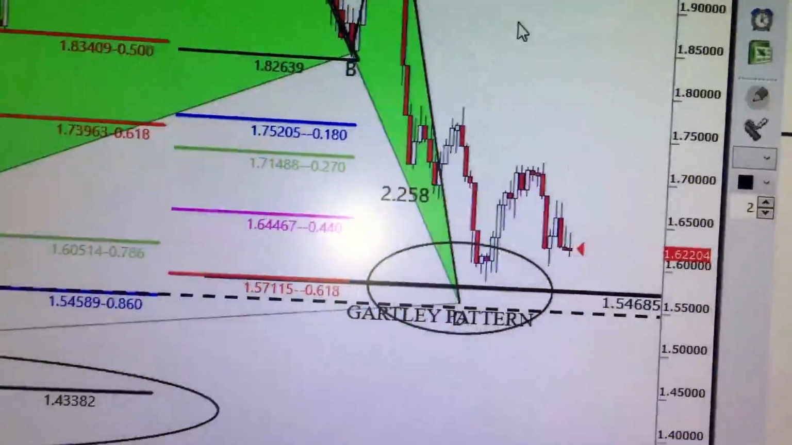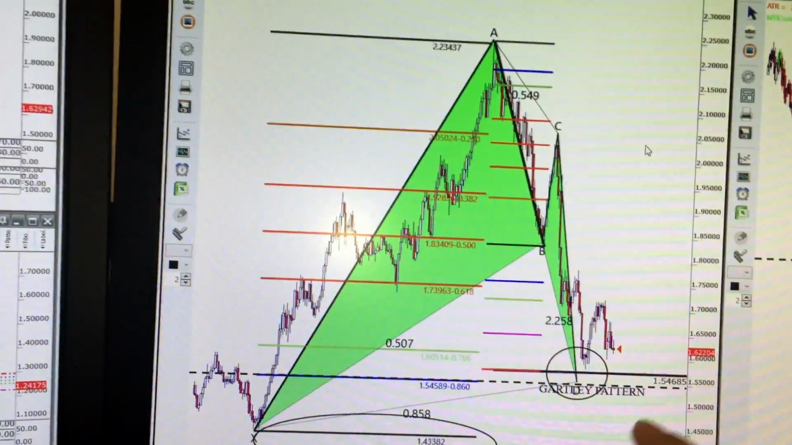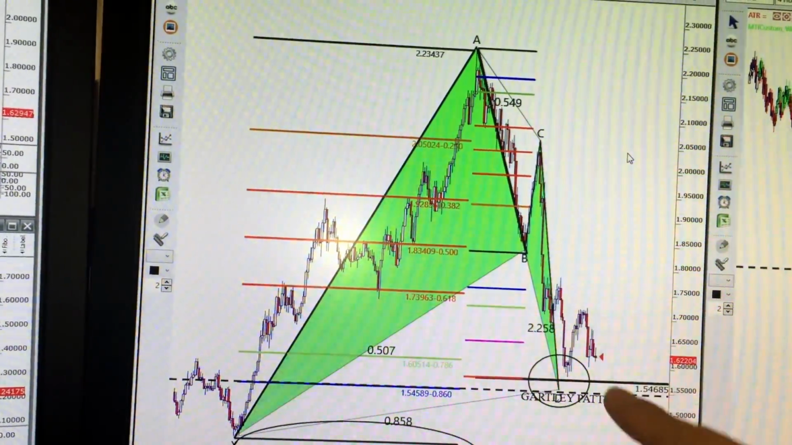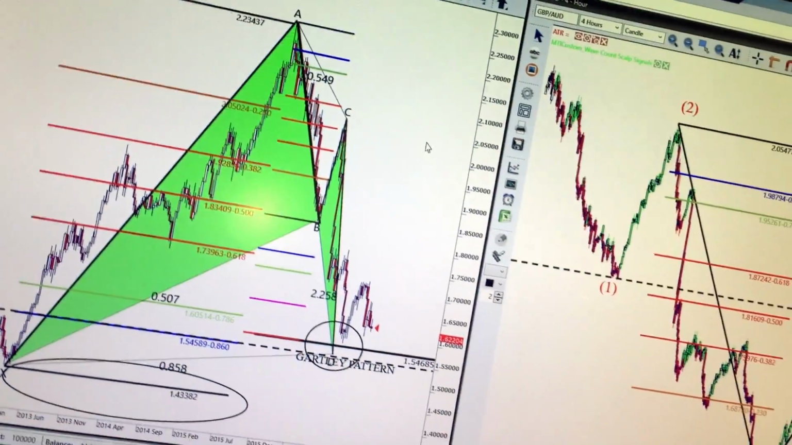And the reason why, if you look at this big pattern, you can see a big pattern right here, and it's a godly pattern, which means that the market may come back down to this level right here and then start its upside rally.